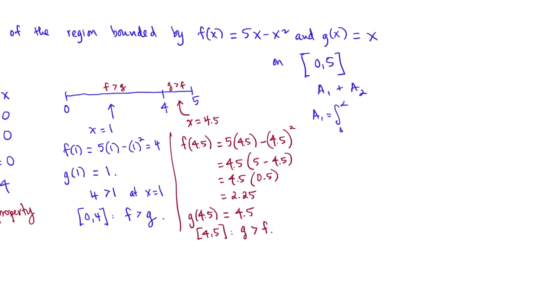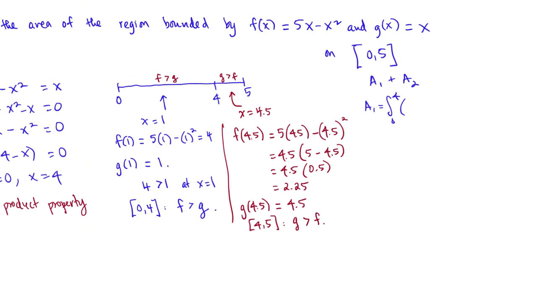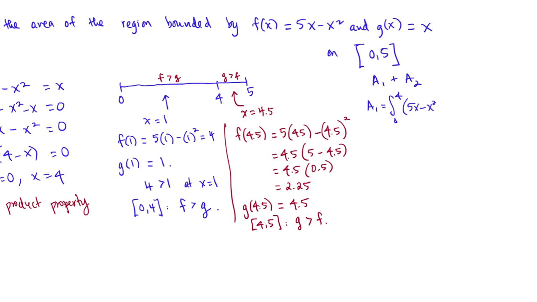The first area, A sub 1, is the integral from 0 to 4. The upper curve is f, so 5x minus x squared, minus the lower curve, x, dx. The second area is the definite integral from 4 to 5. The upper curve is g of x, and so x, minus the lower curve, 5x minus x squared, dx.